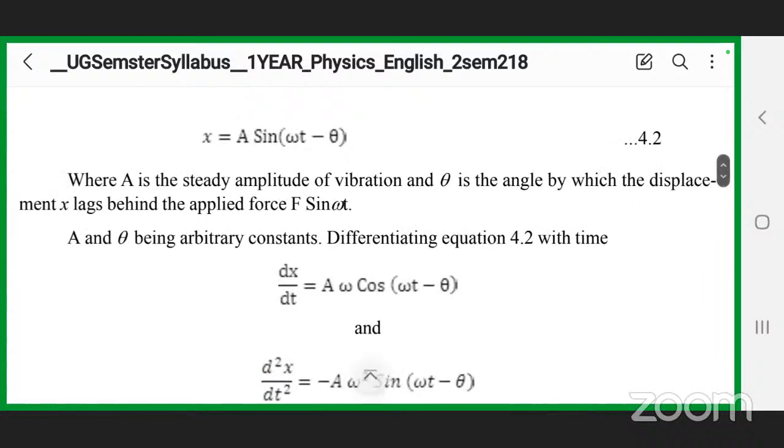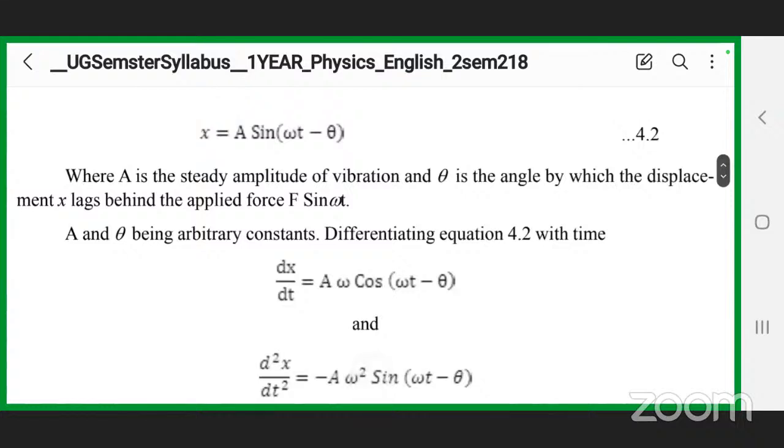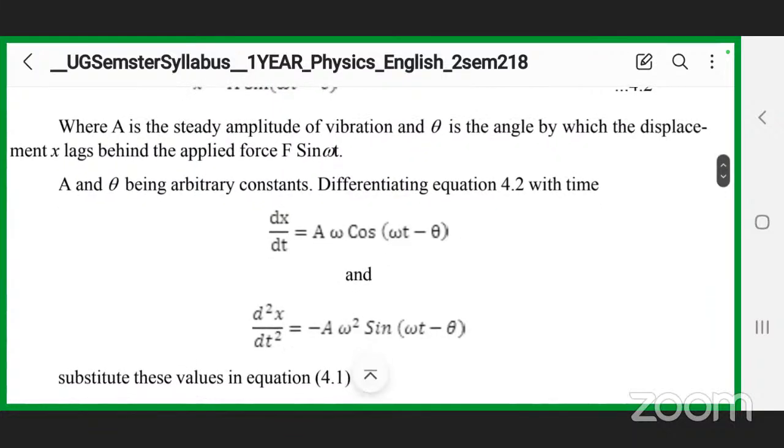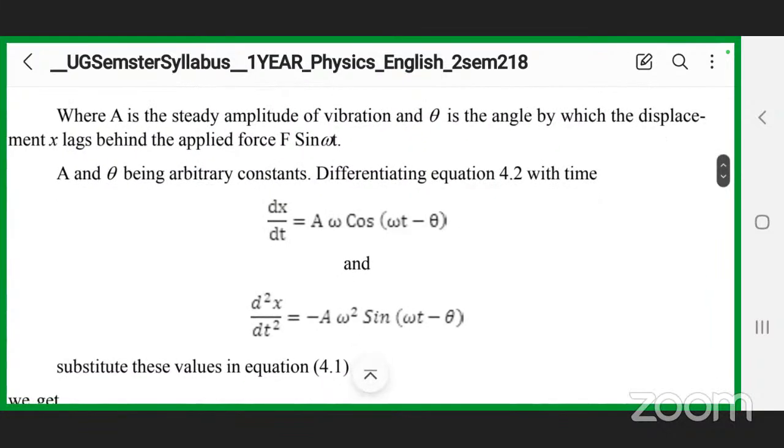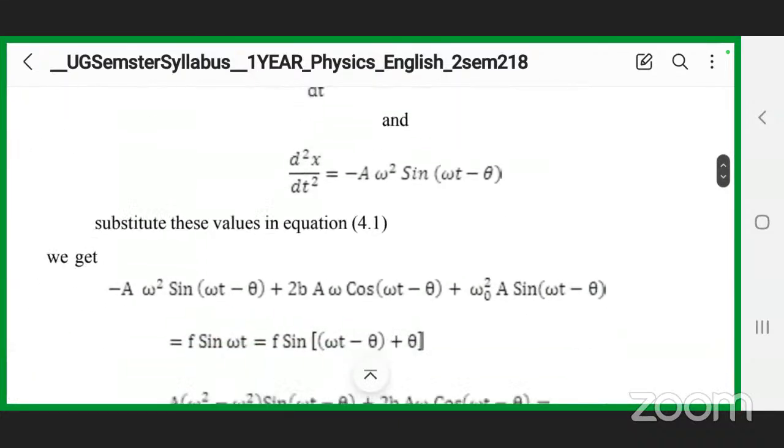By differentiating this equation 4.2, dx by dt equals a omega cos of omega t minus theta. Again, the second order derivative, d square x by dt square, equals: differentiating cos omega t, omega remains, so omega into omega is omega square, and cos becomes minus sin. That is minus a omega square sin of omega t minus theta. Now substitute in the above equation.